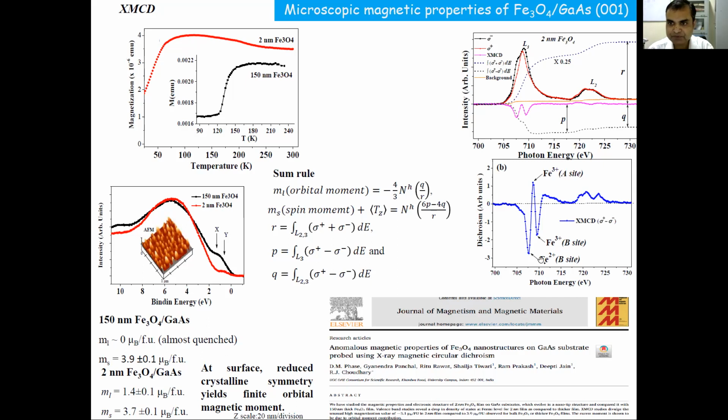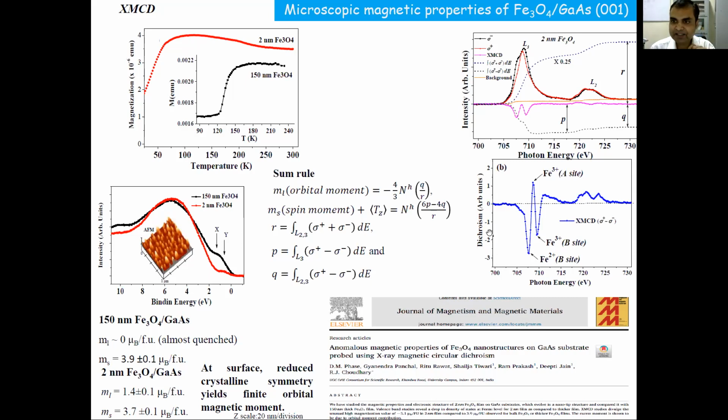So the Fe2+ feature appears here. The Fe3+ feature appears here. Now the XMCD signal is negative for both of them. So that suggests that at the octahedral site, Fe2+ and Fe3+ are parallel to each other.